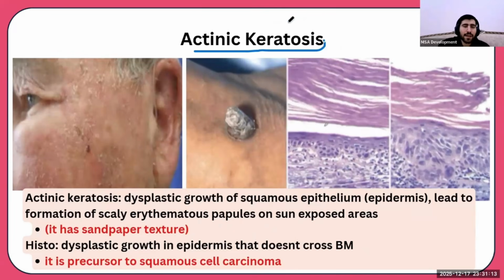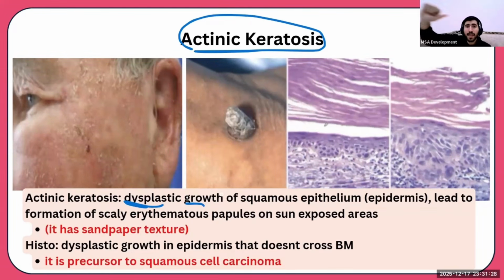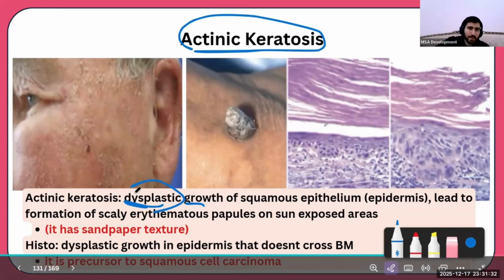Then we have actinic keratosis. Actinic keratosis is benign, okay? However, it's dysplastic and it may become cancerous. So what is actinic keratosis? It's dysplastic growth. In seborrheic keratosis, it is benign. In actinic keratosis, it is benign, but it's dysplastic and may become malignant.